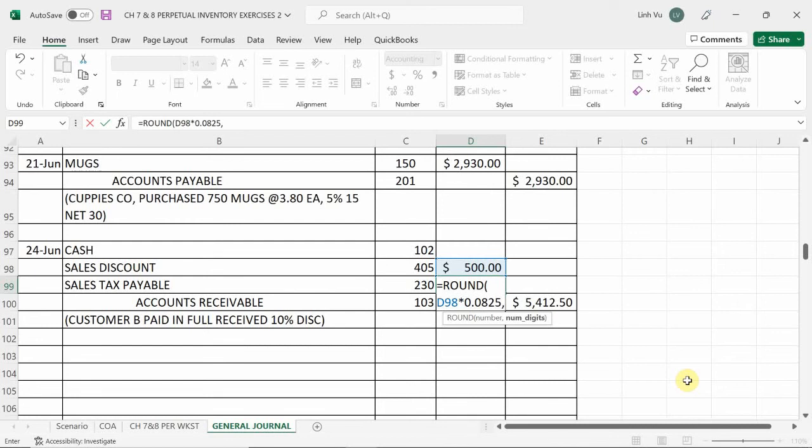4,500. 4,000. 4,500 times 0.0825. No, that's not how we calculate it. We need to look at, if I'm going to be discounting my items for $500, that means I'm taking away $500, right? I want to know how much sales tax money I am going to be giving back off of that $500. I'm not calculating what I should be charged for the tax.